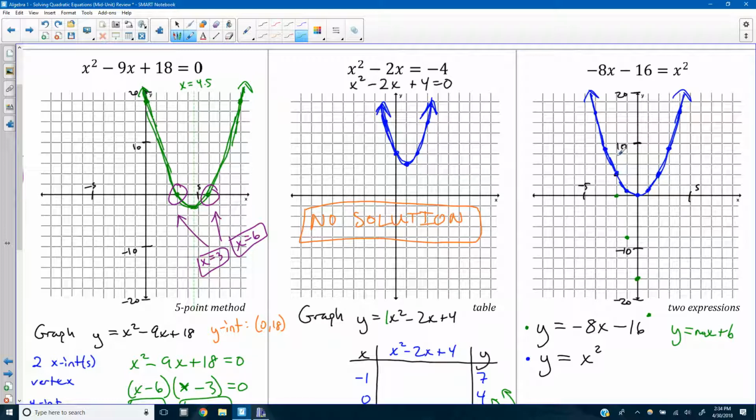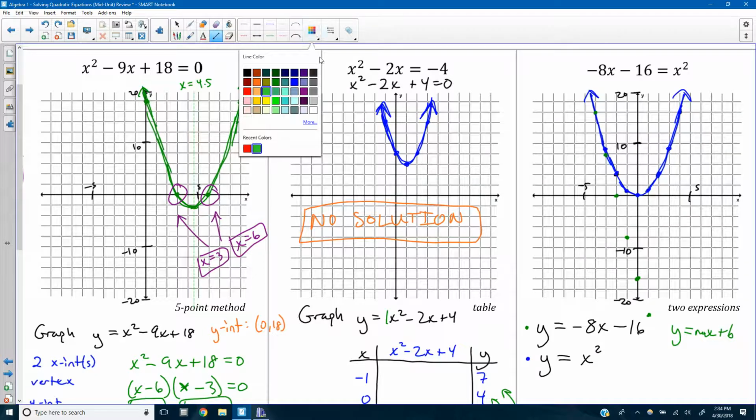Again, 2, 4, 6, 8, run 1 to the left just like that. And keep in mind here, this point is negative 4, 16. I had a point on this graph that was the same thing. Okay, I'm going to go ahead and draw a line now from what I have.